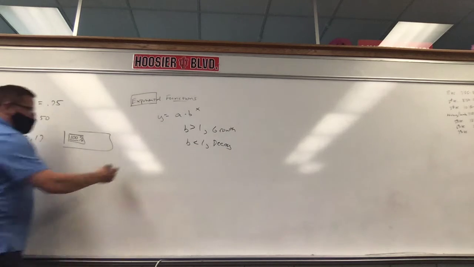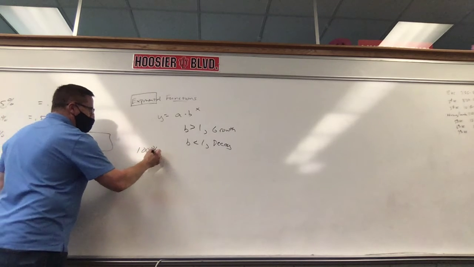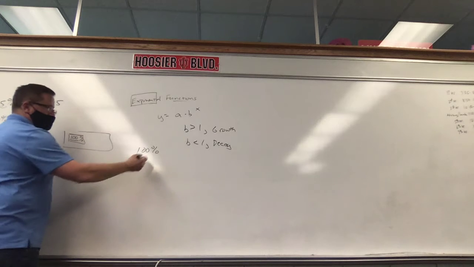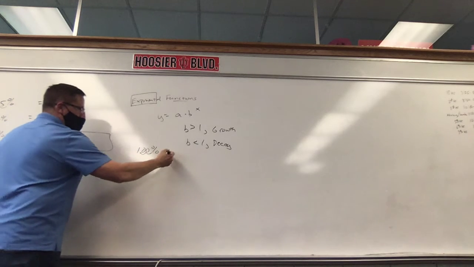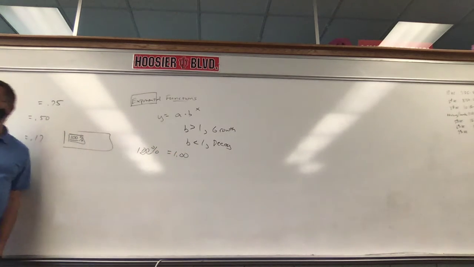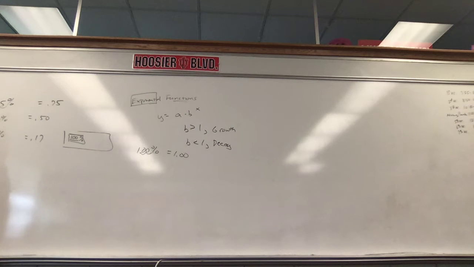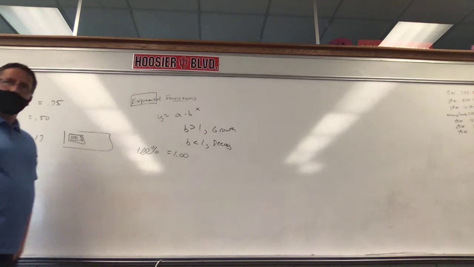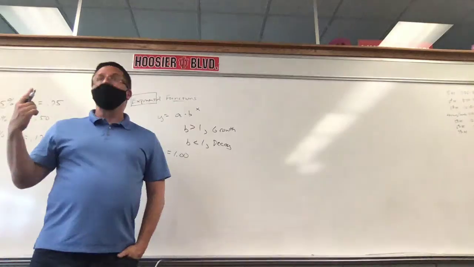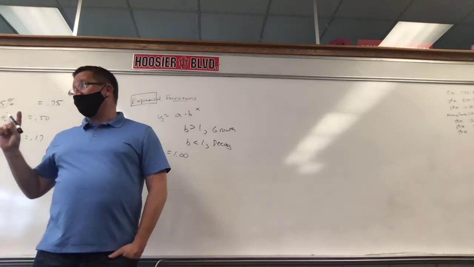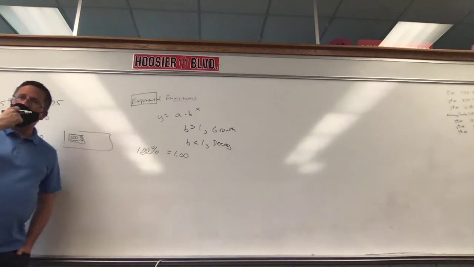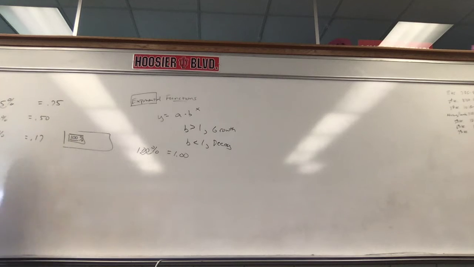So 100%. The reason why it doesn't change is 100% is what decimal? 1.00, which is just what? What happens when you times by 1? It's the same. You don't get 1 necessarily, you get whatever you started with. When you times by 1, nothing happens, okay?